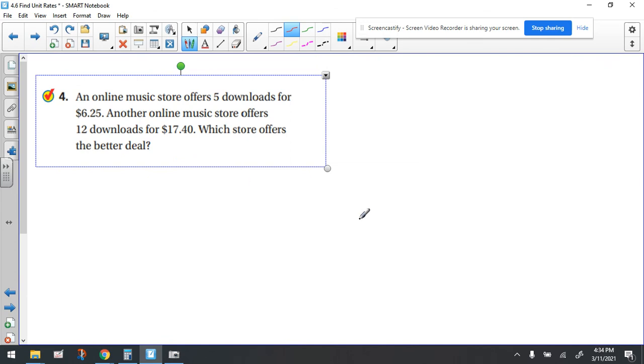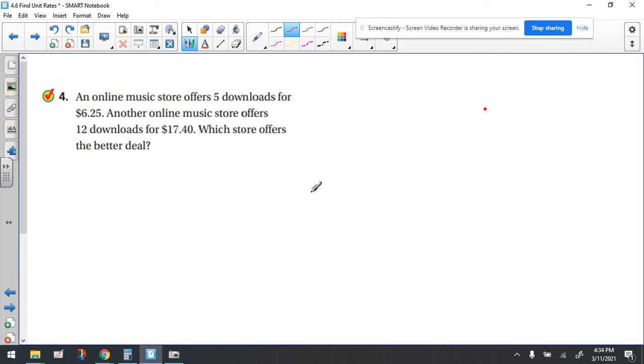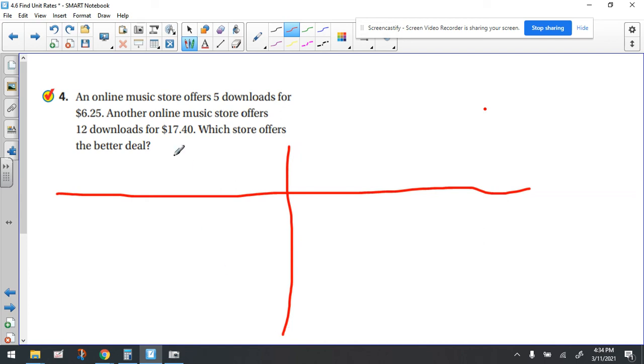All right, so I think we're going to look at just a few more examples. Example number 4, an online music store offers 5 downloads for $6.25. Another online music store offers 12 downloads for $17.40. Which store offers a better deal? Once again, we're making a comparison between two things. So we'll call this the 5 download store. And the other one, we'll call that the 12 download, just so we have some labels.